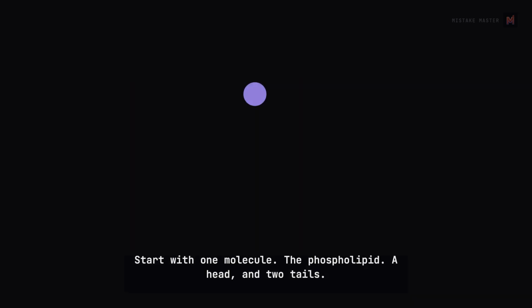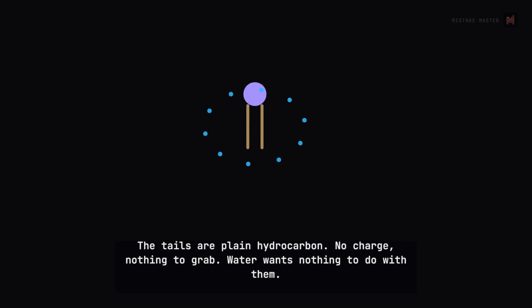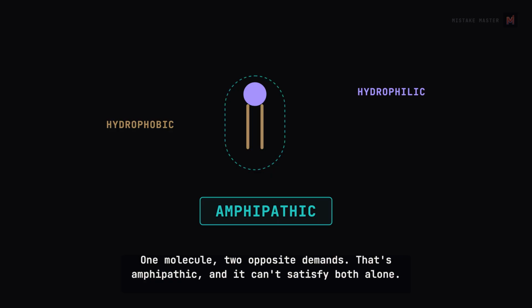Start with one molecule, the phospholipid, a head and 2 tails. The head is phosphate, polar, charged. Water bonds to it happily, hydrophilic. The tails are plain hydrocarbon, no charge, nothing to grab. Water wants nothing to do with them. One molecule, 2 opposite demands. That's amphipathic, and it can't satisfy both alone.